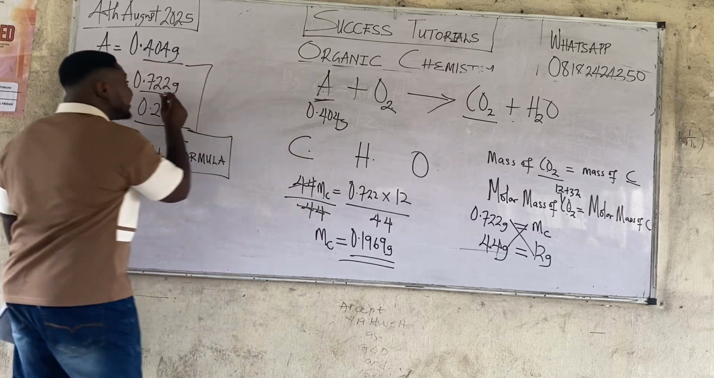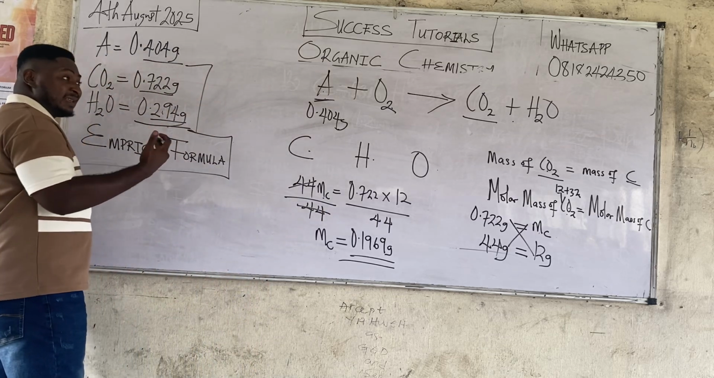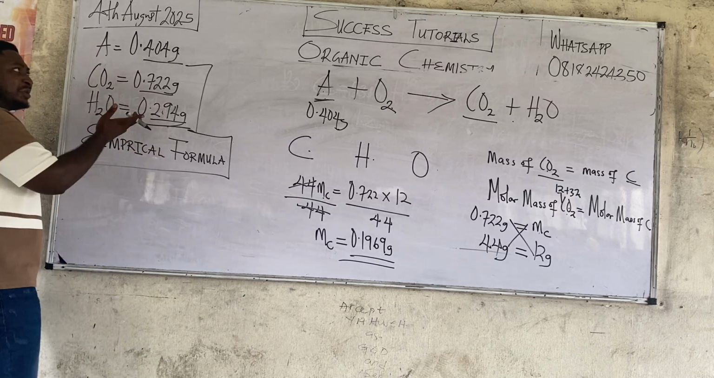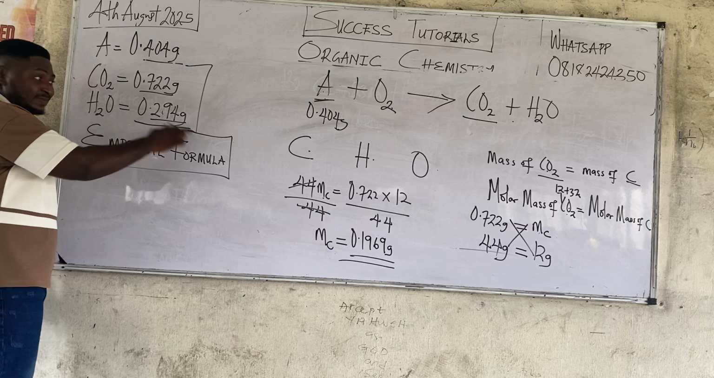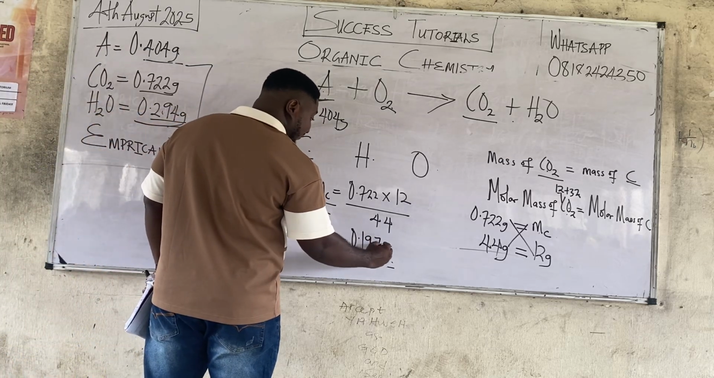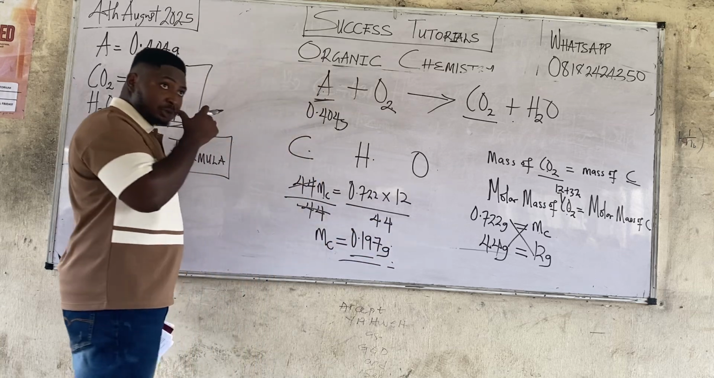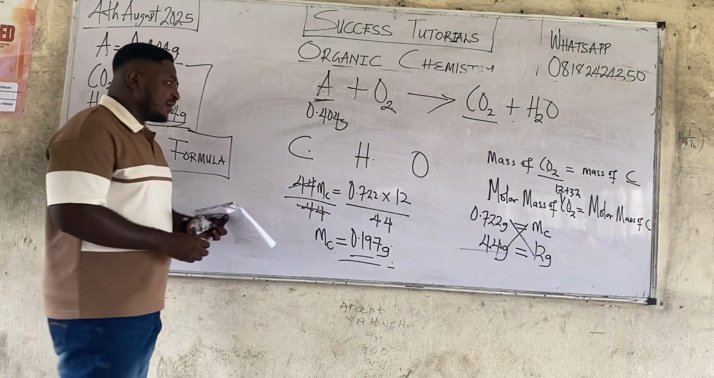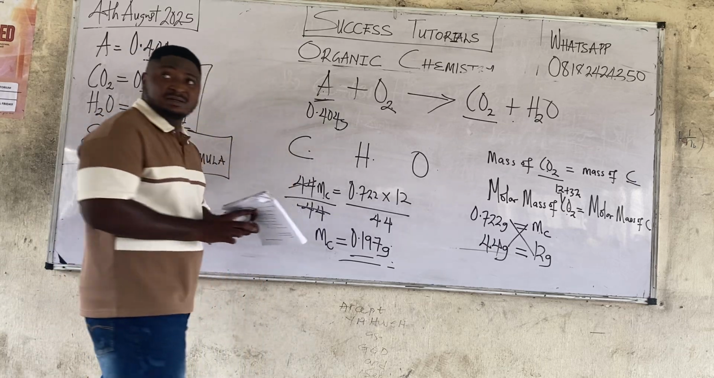Look at how lecturers even set the questions. When you are solving in science courses, always follow the pattern your lecturer gives. It's not by coincidence. All of them are in 3 decimal places. So 0.1969 means 0.197 approximately, right? 0.197 grams. We've gotten the mass of carbon.